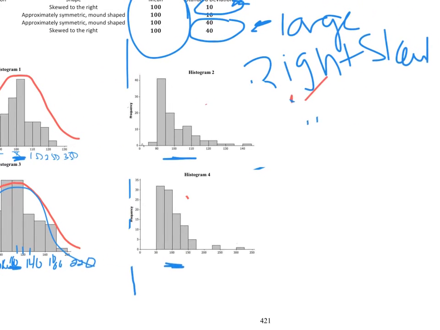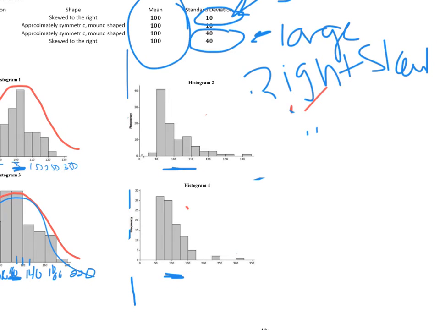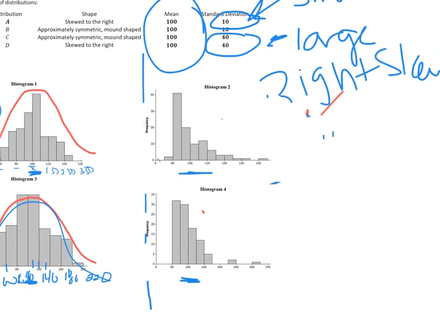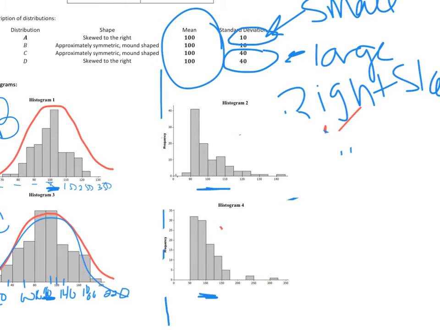Okay, now looking at these two, these are both skewed right. Now you just have to figure out which one has a larger spread. And you can notice that histogram 4 has a larger spread. So that's probably the one that is graph C. And then this one would be graph A.